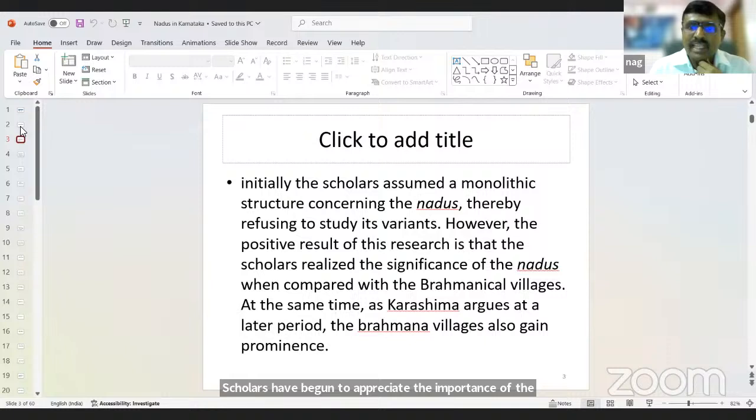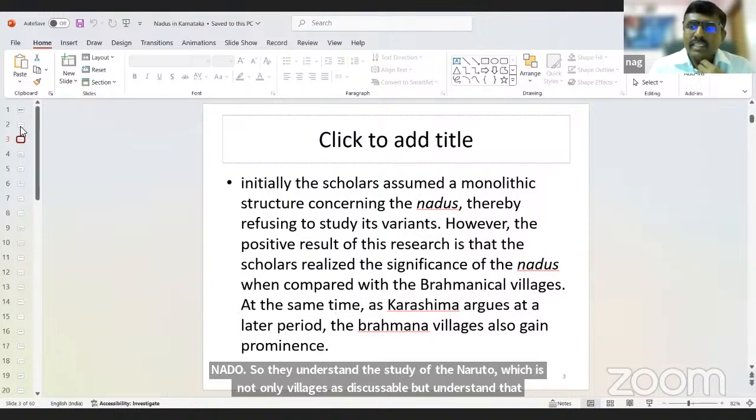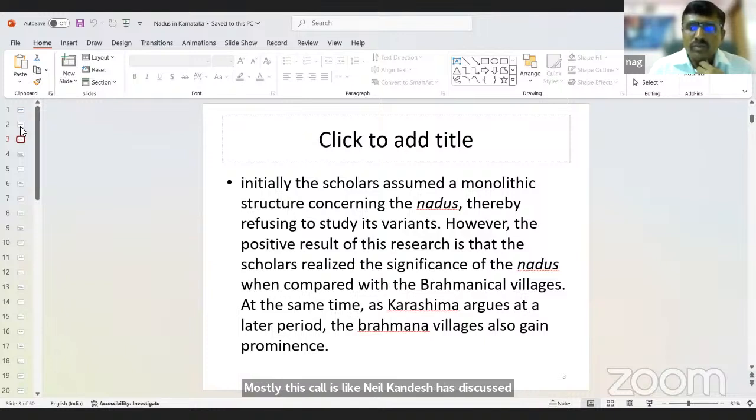It is not only villages, as discussed by Buttenstein, that mostly scholars like Nilakanta Shastri discussed, the villages but not the Nadu. So now we find that after Subarayulu wrote about Nadu, Buttenstein also began to write about Nadus. So Nadus became important to study for historians.